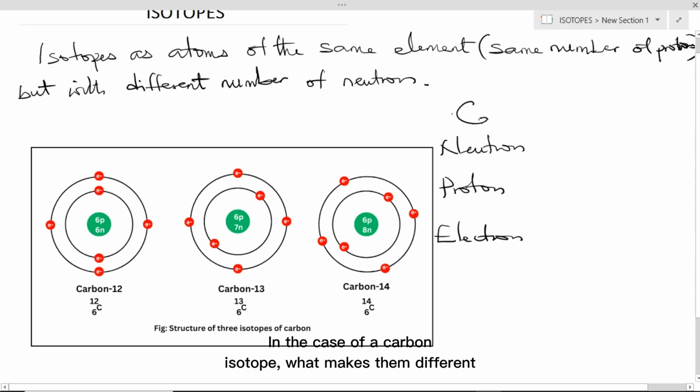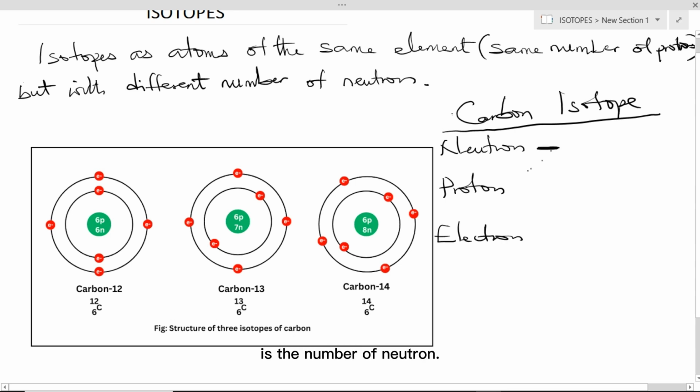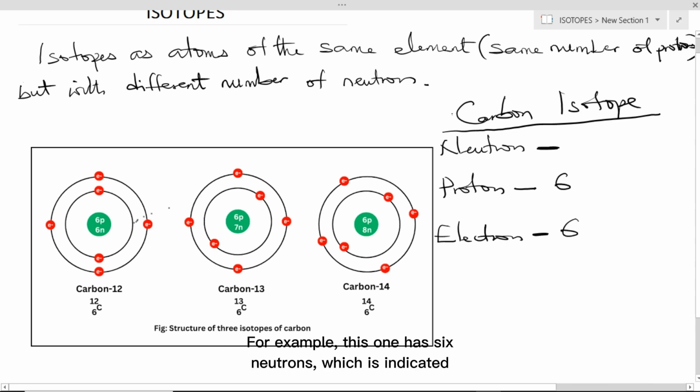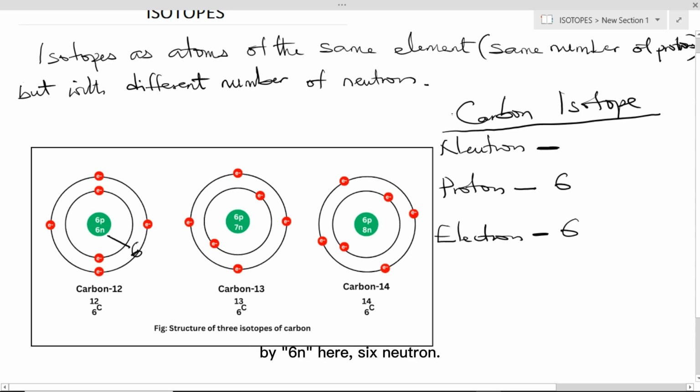In the case of a carbon isotope, what makes them different is their number of neutrons. Of course, the proton number is like their surname. It gives them that identity of carbon, which is 6. The electron is 6. And then what separates them is the number of neutrons. For example, this one has 6 neutrons, which is indicated by 6n here. This one has 7 neutrons, the carbon 13, which is indicated with 7n. This one has 8 neutrons.